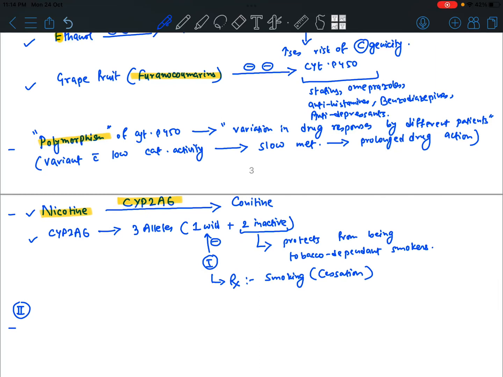Hello everyone. So in this second part, let's talk about phase 2. Let's begin our discussion with phase 2. Okay. So what happened in phase 1? It was converted to more polar compounds.